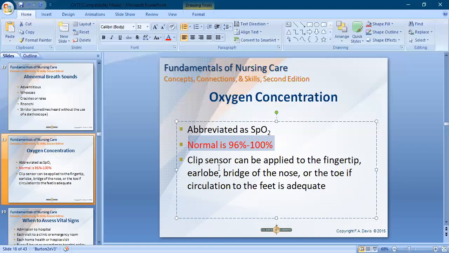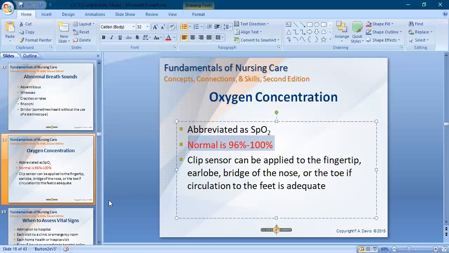Also, the clip sensor. Clip sensor means the sensor you usually see in the hospital or the doctor's office, where they put it on the tip of the nail or fingertip. It is called a sensor. So a clip sensor can be applied to the fingertip or earlobe or bridge of the nose or toes, if circulation to the feet is adequate, right?